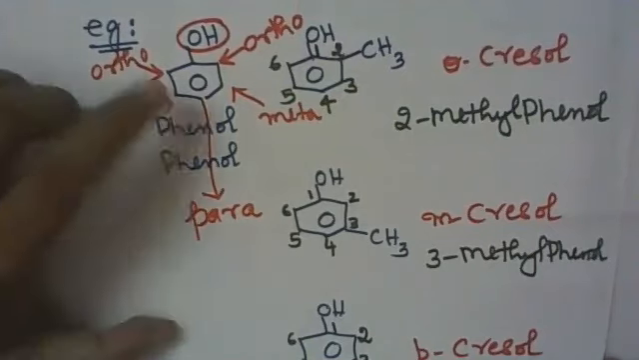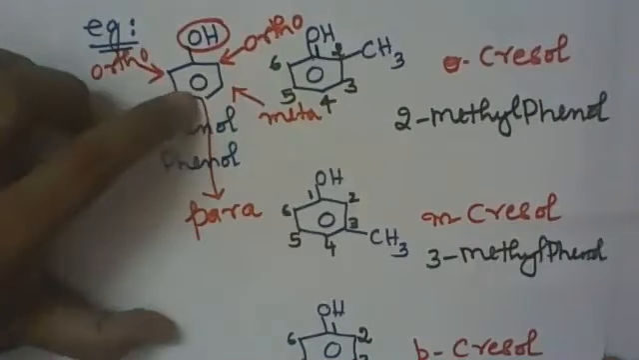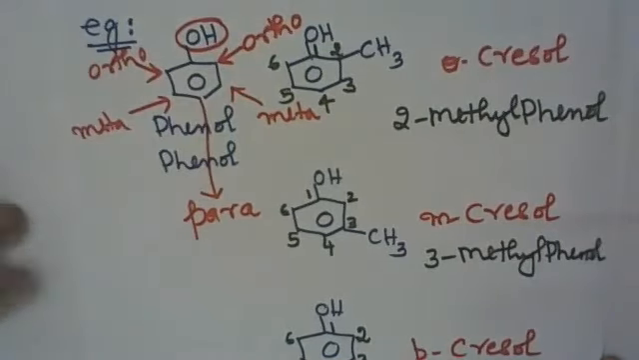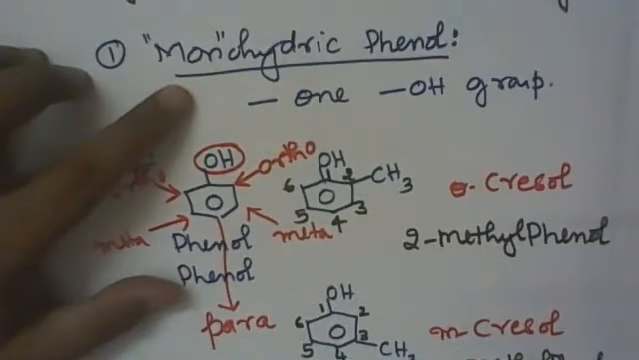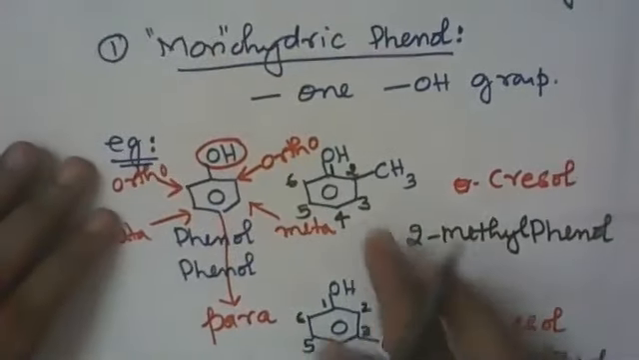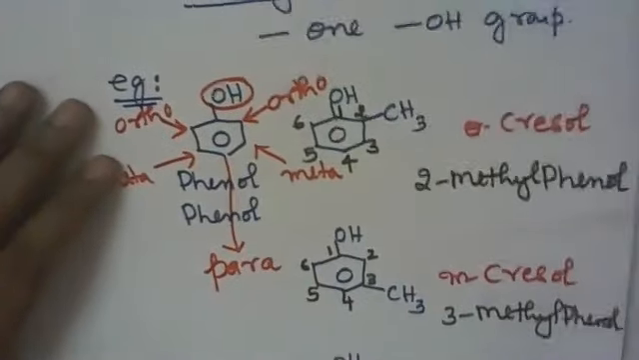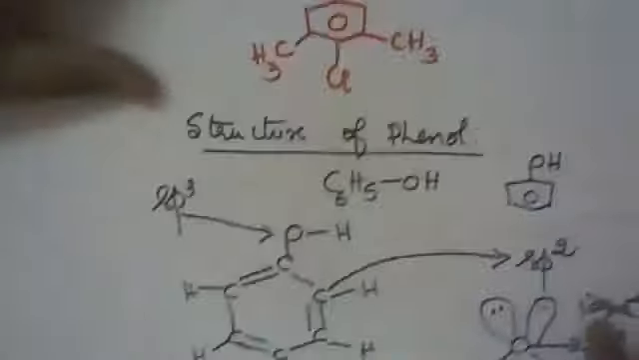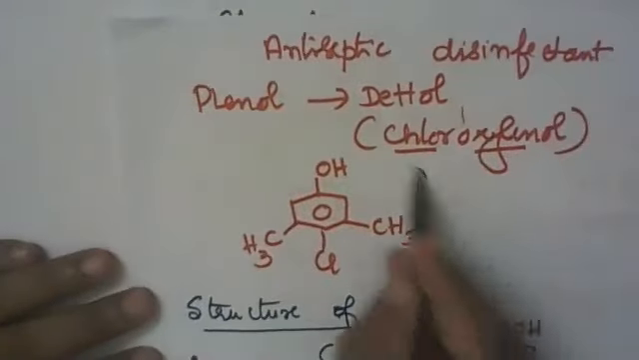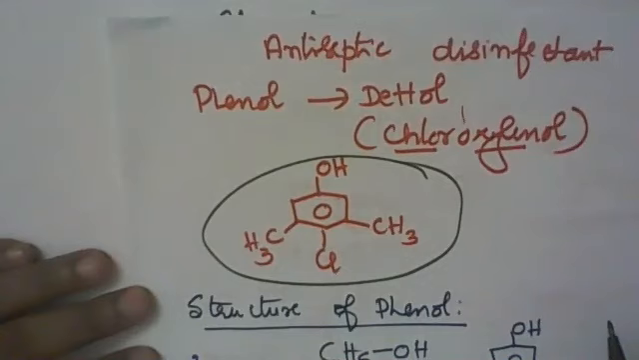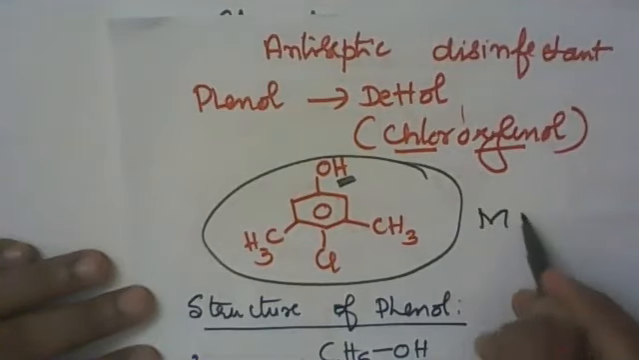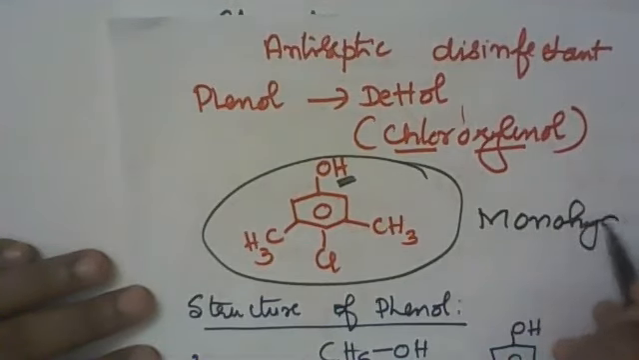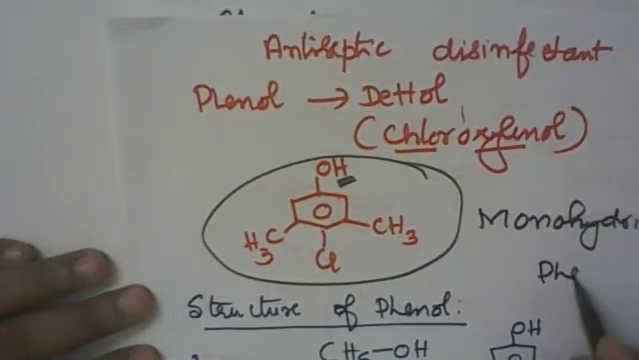Which compound? Phenol. Phenol is a basic molecule we have got. So this is the first type. We have got monohydric phenol containing an OH group. Previously I gave one example. Dettol contains chloroxylenol. How many OH groups are there? Only one, directly attached to benzene. This is a monohydric phenol.